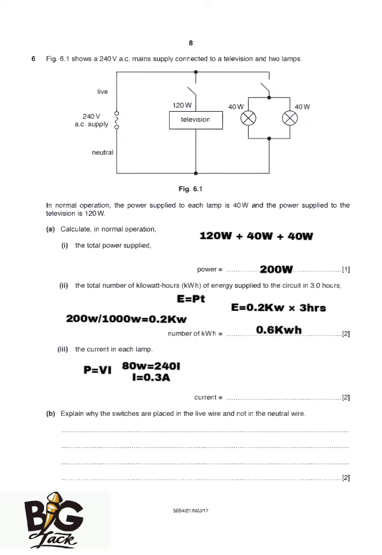The total current for two lamps. Now, since these two lamps are receiving same power, which is 40 watts, they are also going to receive the same current. I hope you have understood this part. These two lamps are receiving same power, which means they are going to receive the same electric current. So 0.3 amps is the total current for two lamps.